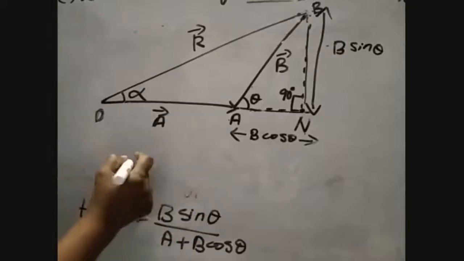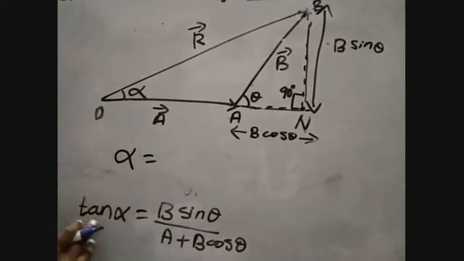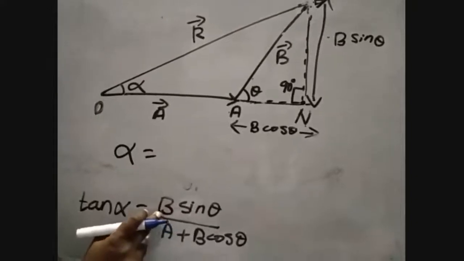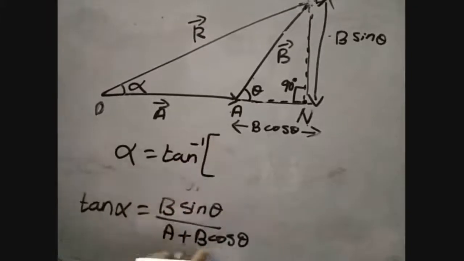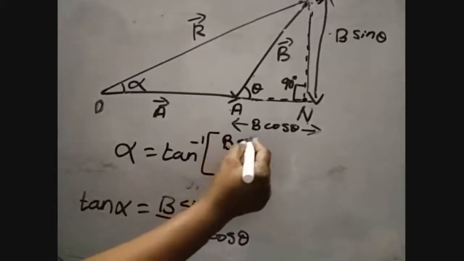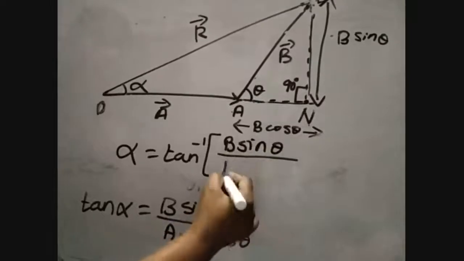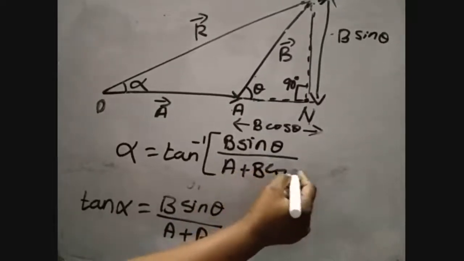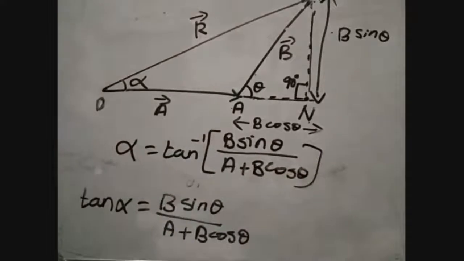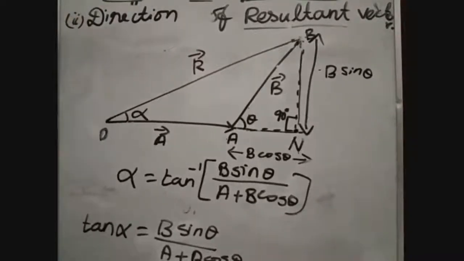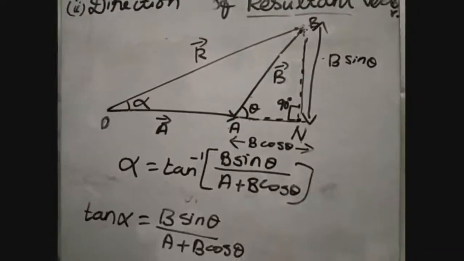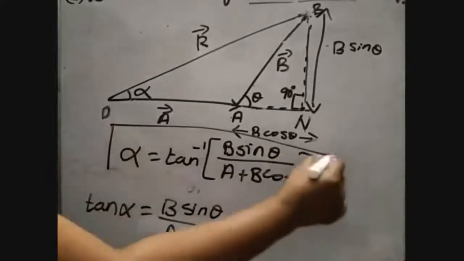Now we want the angle alpha. Alpha equals, when tan goes to the right hand side of the equal sign, it becomes tan inverse of this portion: B sin theta by A plus B cos theta. That's all. In this triangular law of addition, in the first part we found magnitude of resultant vector, and in the second part we found direction of resultant vector. That's all, students. Study well this question.